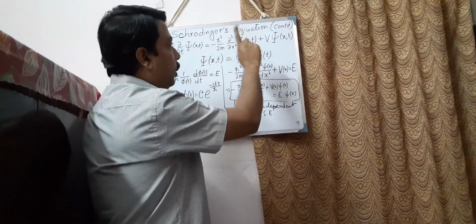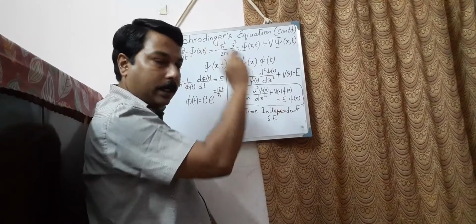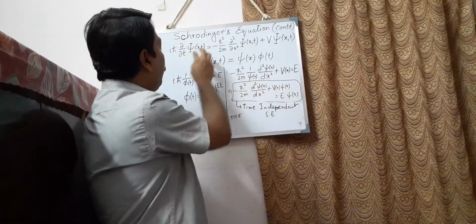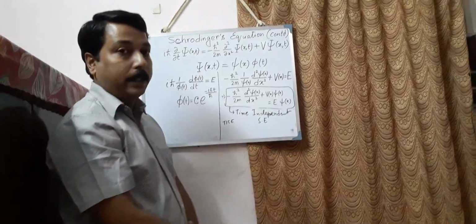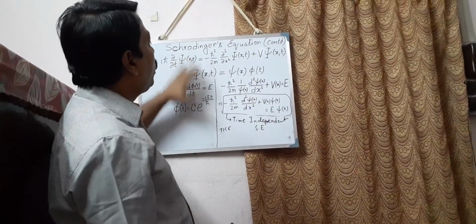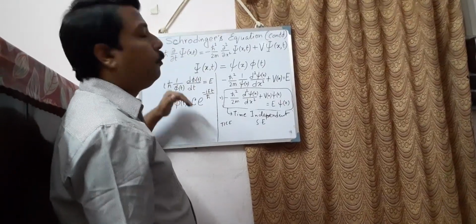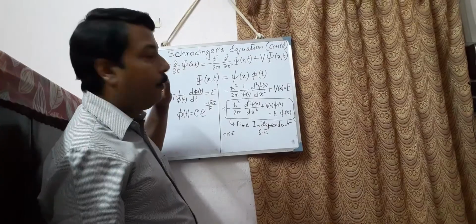Of course, one condition: V has to be a function of x. As long as the potential is a function of x, the phi(t) part of the solution will always be e to the power minus iEt by h bar for all systems. So I will not bother to solve for phi(t) again and again. I will consider phi(t) as given.